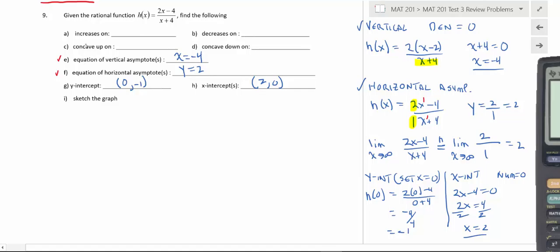Now to find increasing, I have to work with the first derivative, and to get concavity, of course, we have to work with the second derivative. Let's start by finding the first derivative, which is going to be a quotient rule. We do the bottom times the derivative of the top. The derivative of top is 2; you can do that in your head. Minus the top, 2x minus 4, times the derivative of the bottom, which is 1. And that's all over the bottom squared.